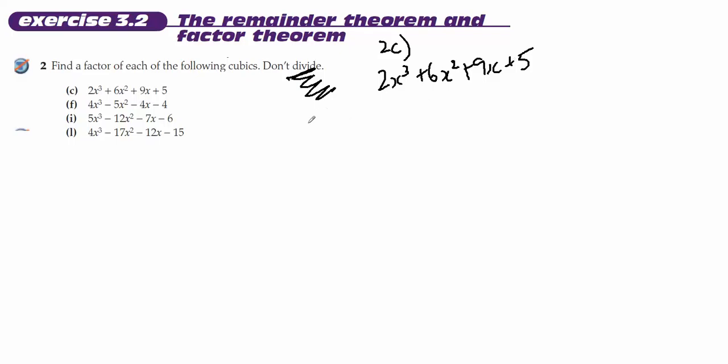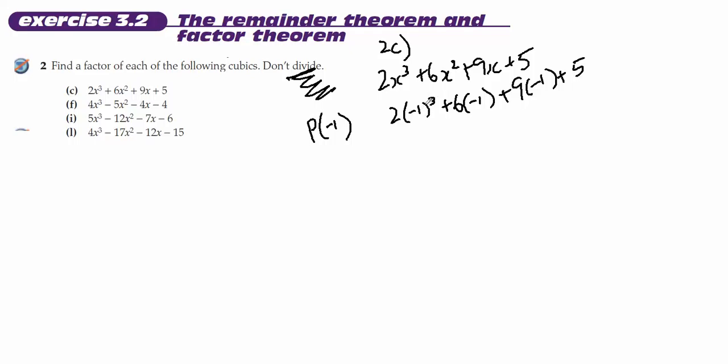If I was to put in a positive number, that's not really going to help me because I just add them all together and I'd never get 0. So I'm going to try negative 1. 2 times negative 1 cubed plus 6 times negative 1 squared plus 9 times negative 1 plus 5.